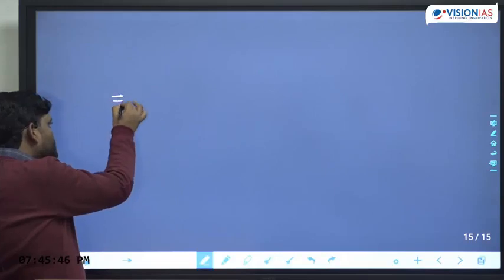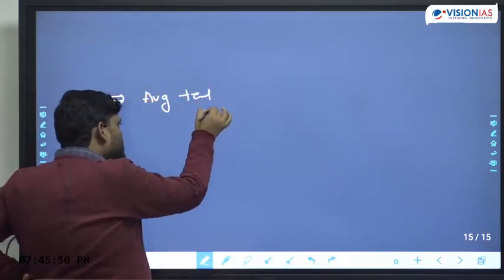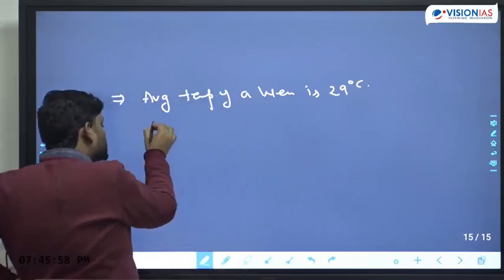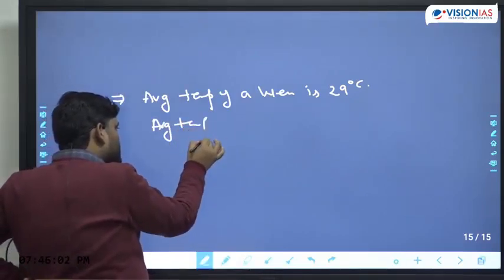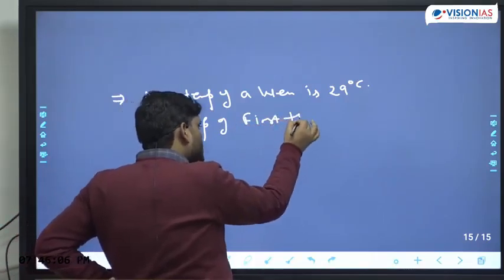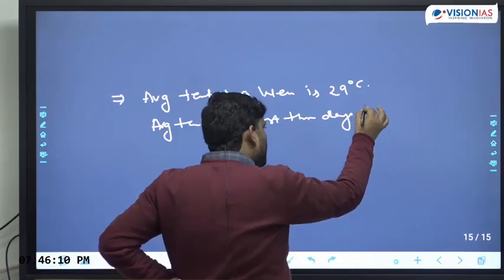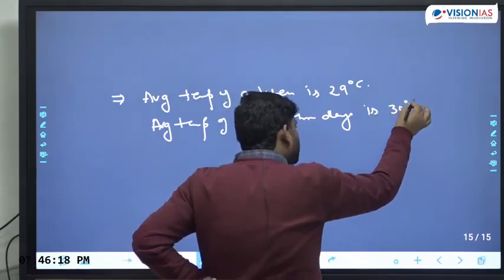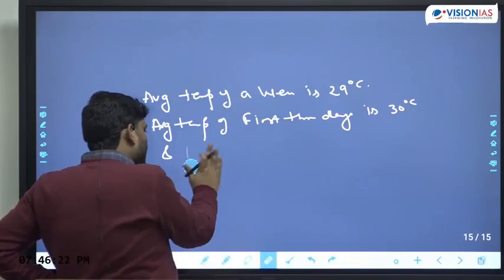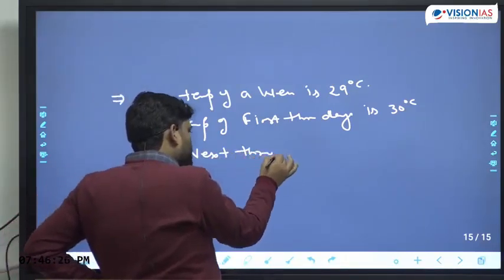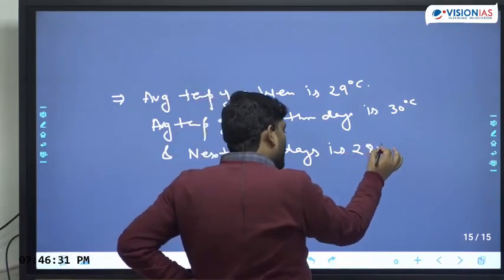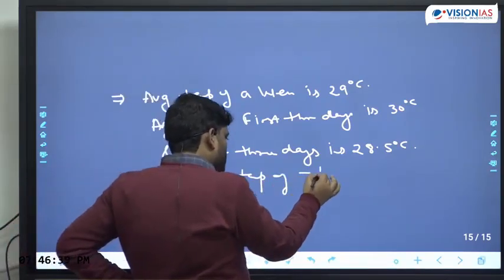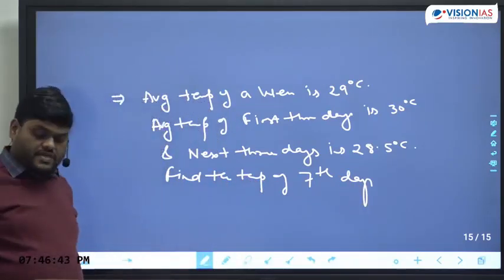Write a question. The average temperature of a week is 29 degrees Celsius. The average temperature of the first 3 days is 30 degrees Celsius and the next 3 days is 28.5 degrees Celsius. Find the temperature of the 7th day.